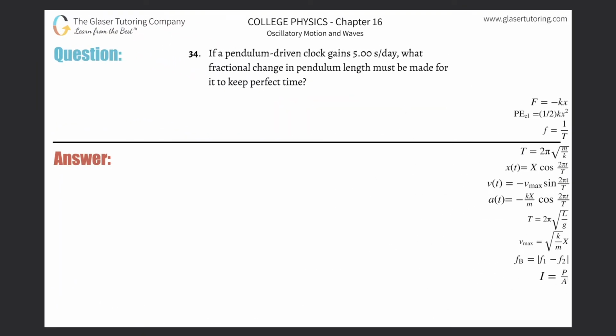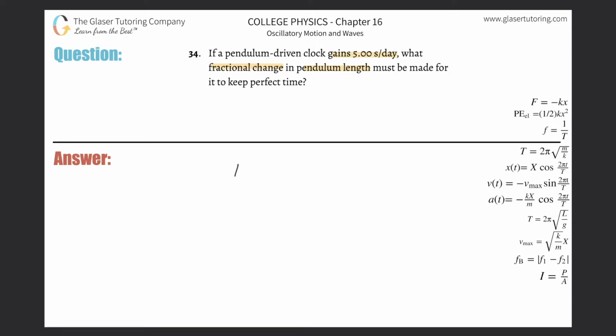Number 34. If a pendulum-driven clock gains 5 seconds per day, what fractional change in the pendulum length must be made for it to keep perfect time? All right. So basically, we've seen a problem set up similar to this now, past couple problems. So I'm going to go right into now the fractional formula, right?